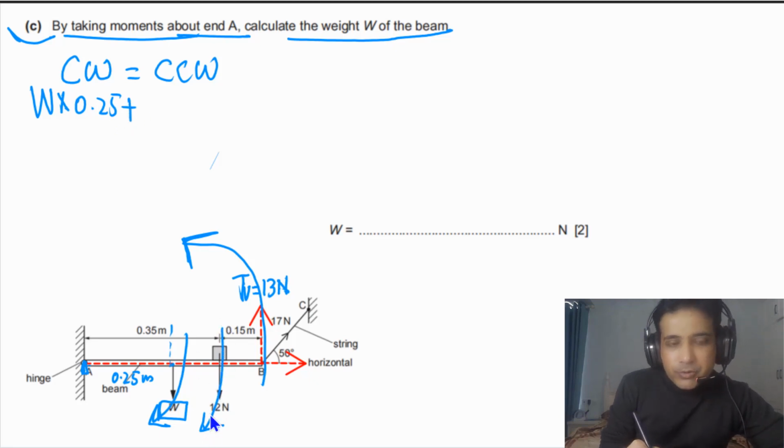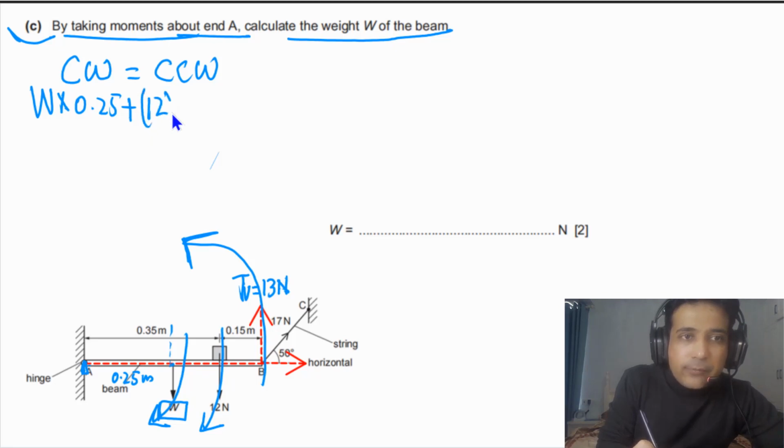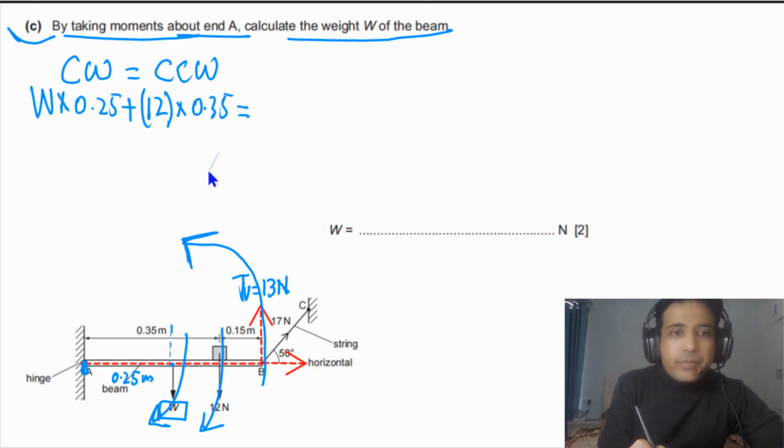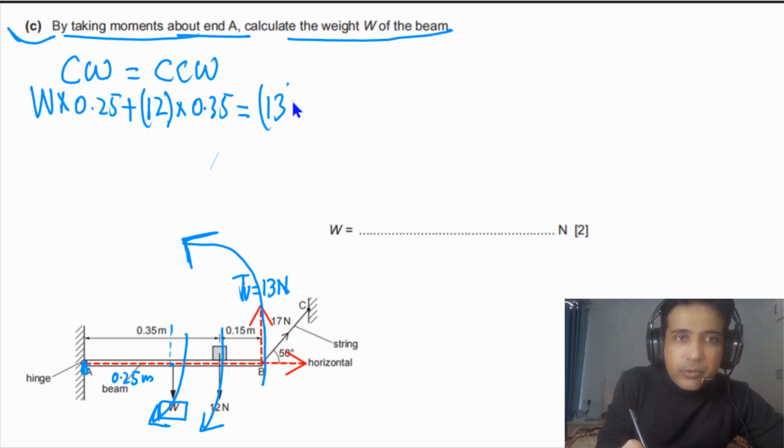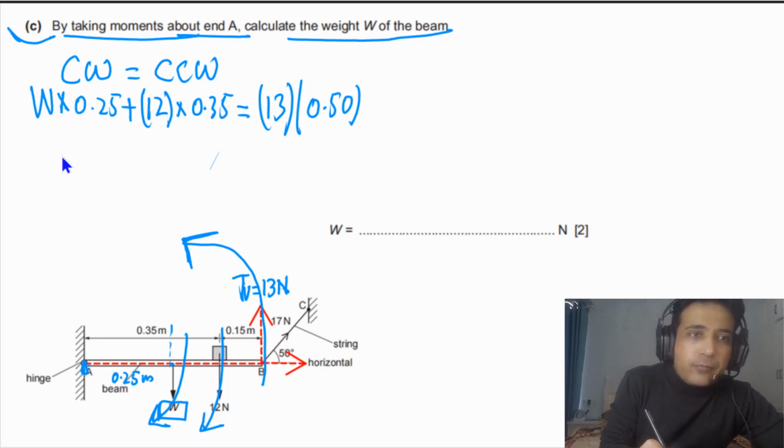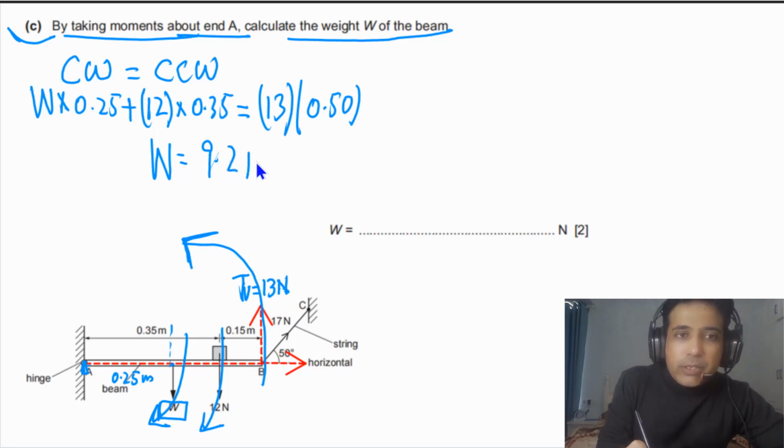Plus the moment due to this one is also clockwise, and the force is 12 newtons, and the perpendicular distance from the pivot is equal to 0.35. This has to be equal to the moment due to the vertical component of tension times the perpendicular distance from the pivot, and that distance is equal to 0.50. Now if we solve this for W, we can find the value of W, and in this case the value of W will be equal to 9.2 newtons.